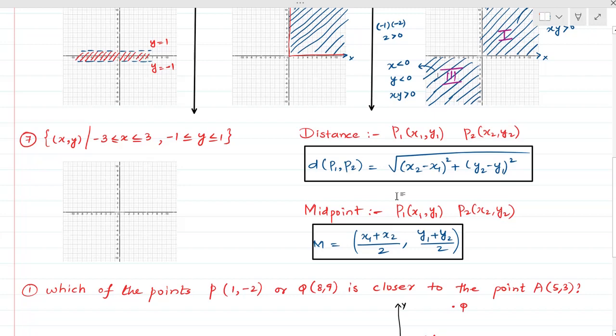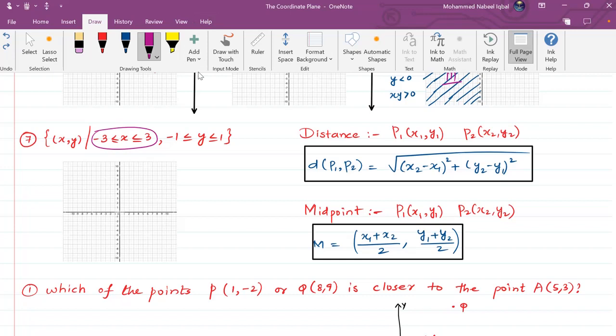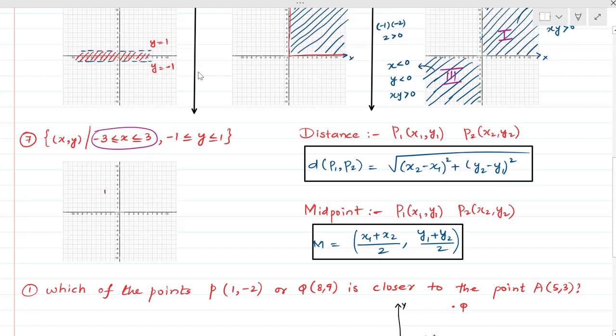Now the last one is to sketch the graph of the coordinates x comma y, where the x value ranges from -3 to +3 and y ranges from -1 to +1. Let us go with the first one, the x-axis. The x value is -3. It will be here, this is -3, so x equal -3. What about the y value? Here 1, this is 2 and 3. So I will write it here: this is x equal 3 and x equal -3.